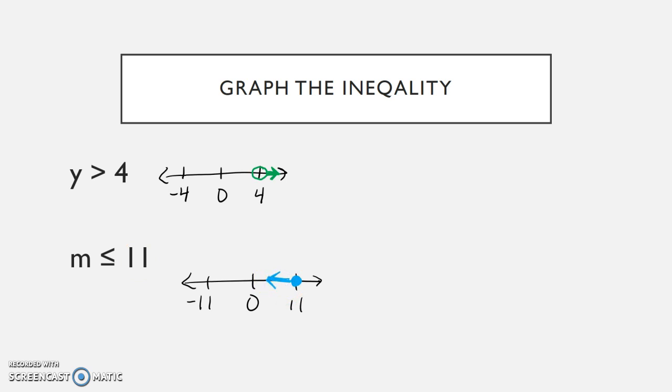So really make sure you're paying attention. Are you having an open circle versus a closed circle? Meaning, can your value equal the variable or not? And then our arrows pointing in the direction where all possible solutions for your variable exist. So numbers that are greater than 4 are to the right. Numbers that are less than or equal to 11 are to the left on this number line.